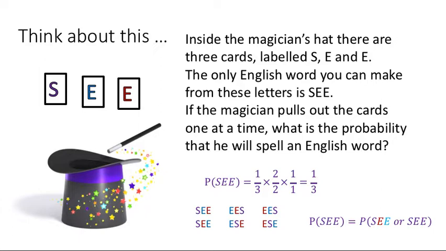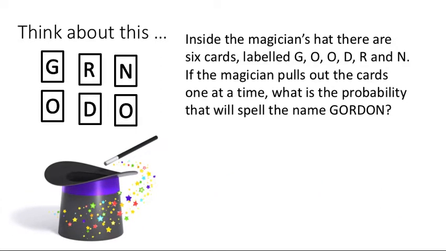Okay, one more example like this. Here we've got the word Gordon. Okay, this would be a great magic trick. Get a volunteer from the audience, his name is Gordon, and pull out the cards that spell his name. That would be funny. Okay, what's the probability of it working?